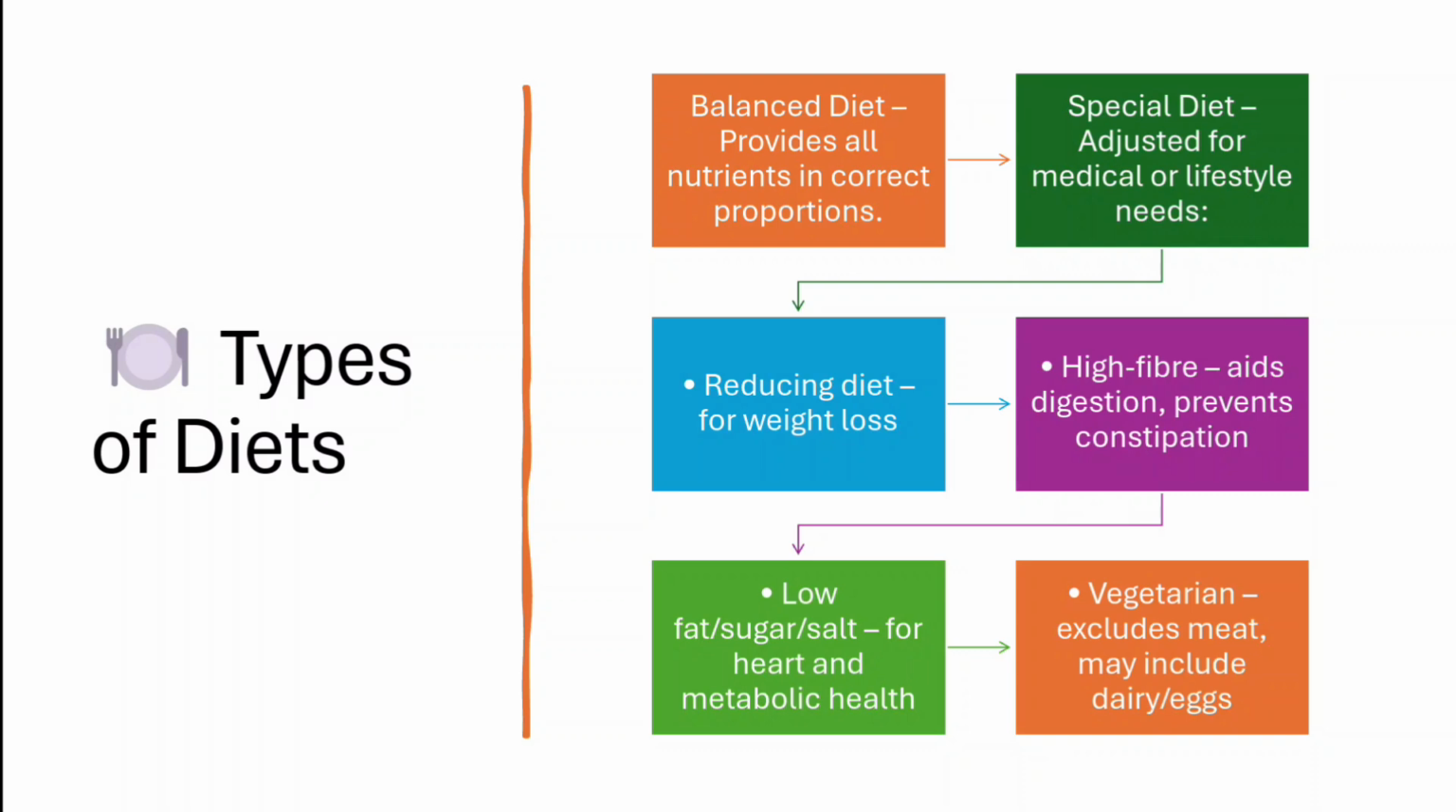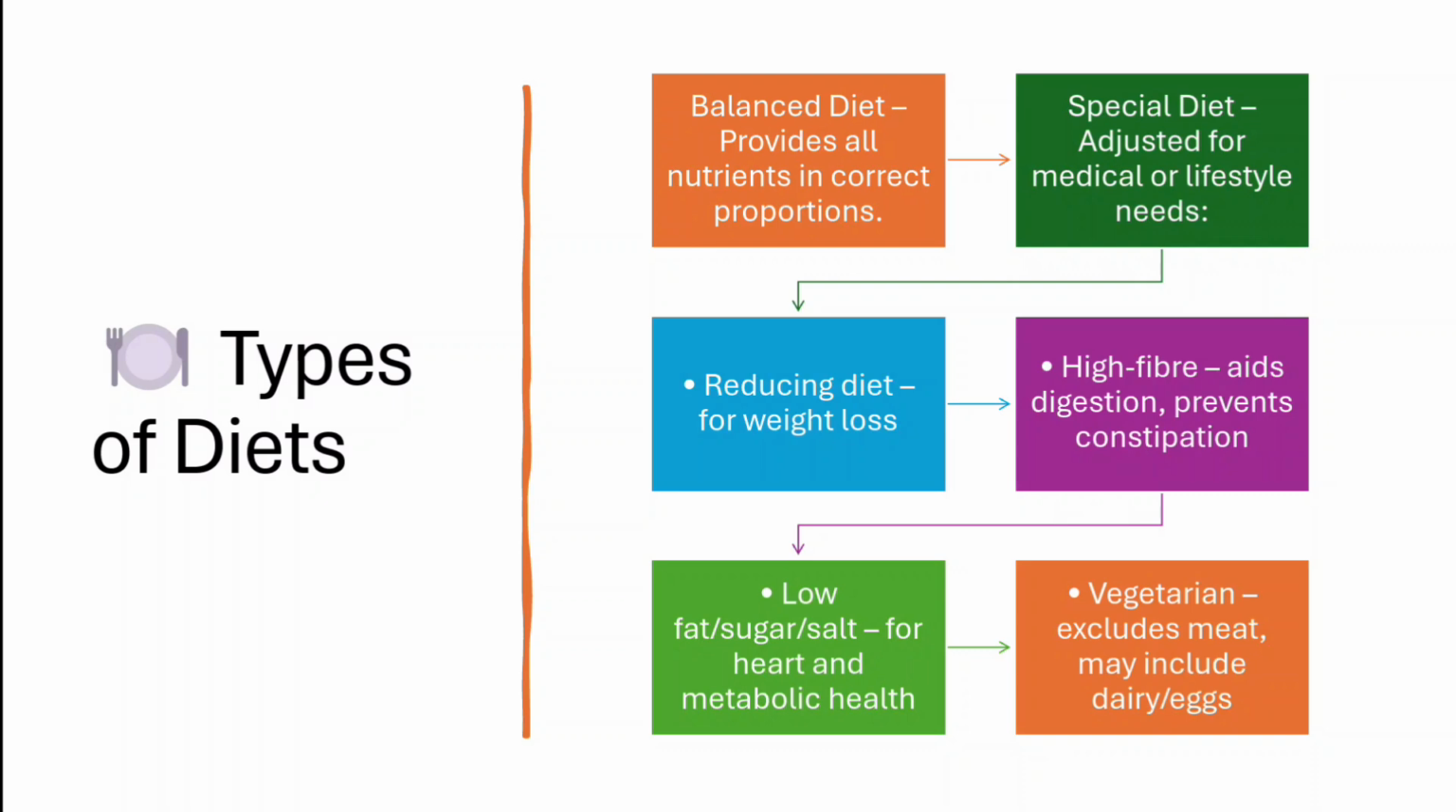And there are different types of special diet, such as 1, reducing diet, which is for weight loss. There's 2, high fiber diet, which aids in digestion and prevents constipation. 3, there's low fat, sugar, salt diet, which is good for heart health and also metabolic health as well. And there's also vegetarian diet.